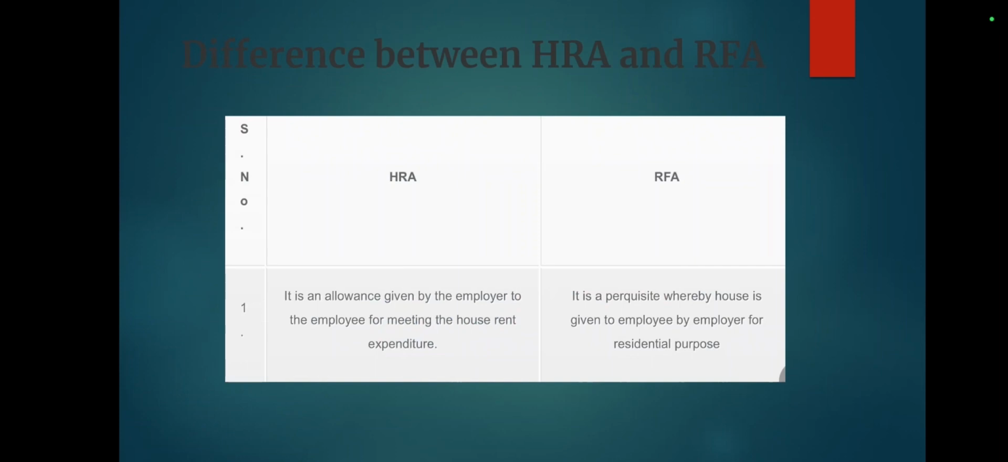So now we can see the difference between house rent allowance and rent-free accommodation. First of all, what is house rent allowance? It is an allowance given by the employer to its employee for meeting the house rent expenditure. In this, the employee gets some amount from the employer to meet his house expenditure. But in the case of rent-free accommodation, the accommodation is provided totally by the employer.